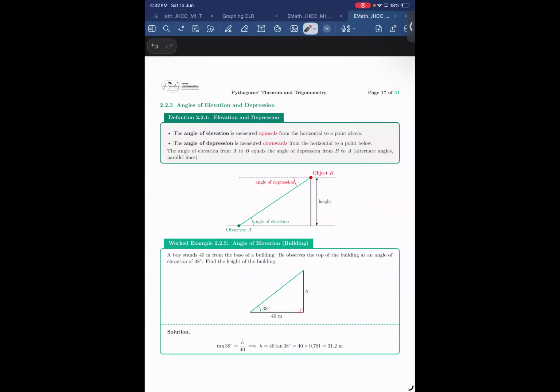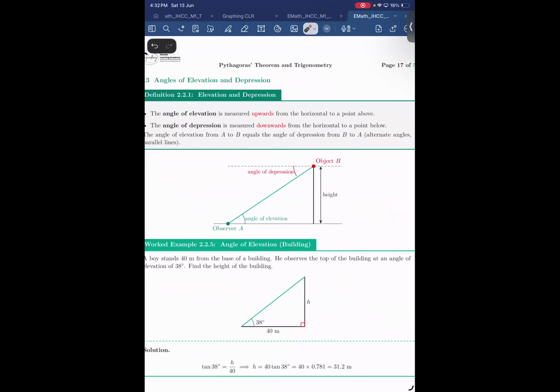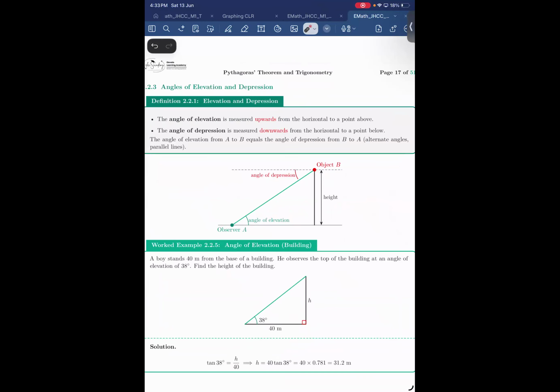So now we look at angle of elevation and angle of depression. It's simply given in this picture over here, showing how it works. The angle of elevation is when you look from an observer to an object on top, and it is measured from the horizontal. The angle of depression is from the horizontal on top, and then you look down.